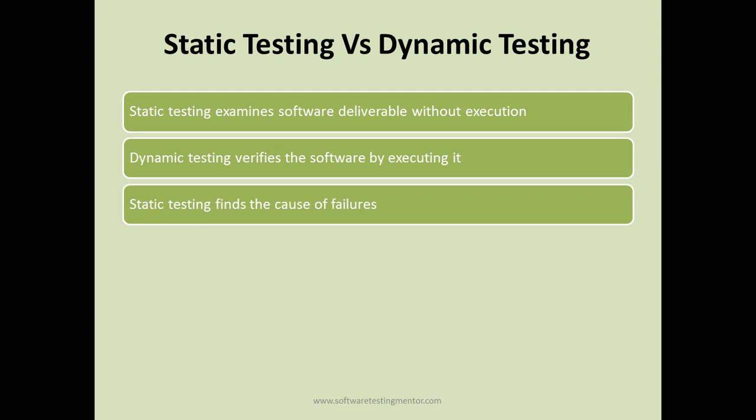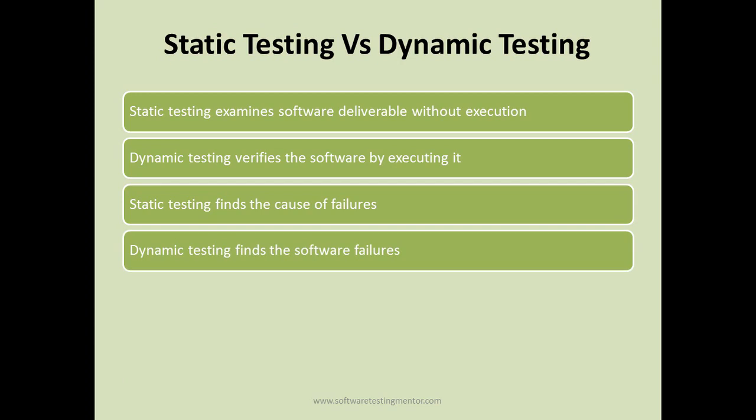Static testing finds the cause of failure. The main purpose of static testing is to find the cause of failure, and dynamic testing finds the failure. So when you install the software on a server and start executing it, you are doing dynamic testing. Anything before installation or up to the coding phase, wherein you are not executing the code and just verifying the code and requirements manually, is a static testing technique. So static testing finds the cause of the failure, and dynamic testing finds the failure.